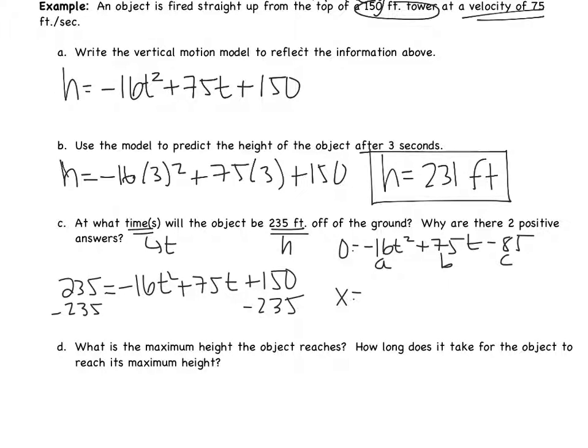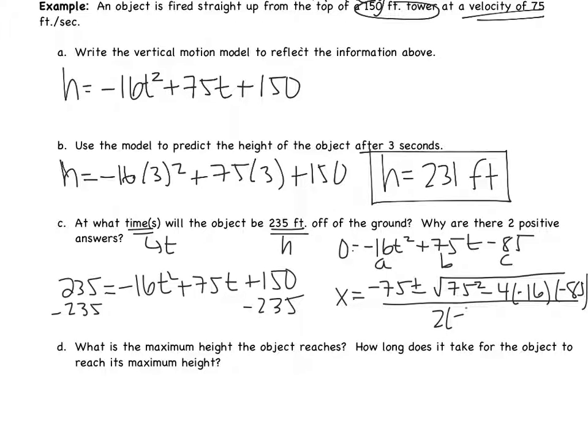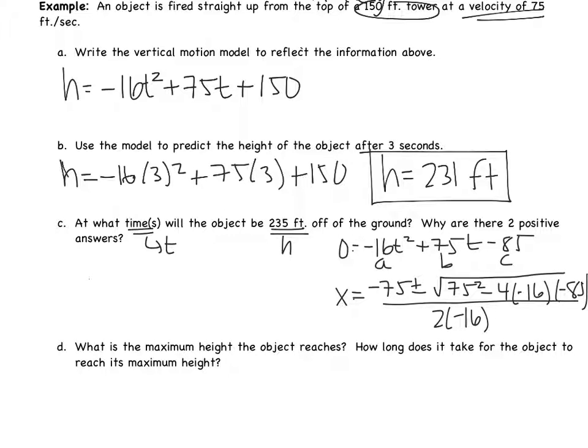So we have the opposite of B, so negative 75, plus or minus the square root of B squared, so 75 squared, minus 4, our A is negative 16, and then our C is negative 85, and this is all over 2a, so all over 2 times negative 16. Okay, so now at this point, like I said, you're going to want to put that in your calculator, so I'm going to erase all this to give myself a little bit more room. So take out your calculator and punch this in and see what you get, please.